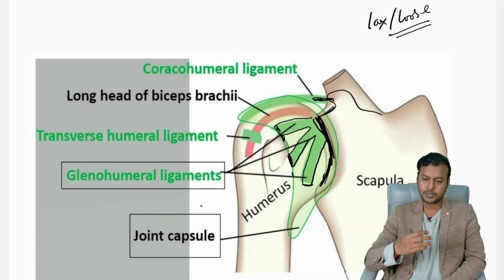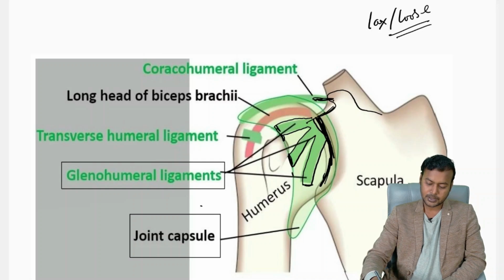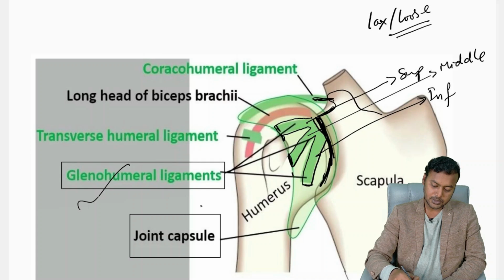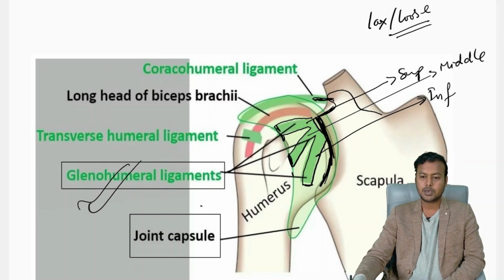So when we open the fibrous capsule, we can find three thickened strands, which are the superior, inferior, and middle glenohumeral ligaments. So you have the three glenohumeral ligaments: the superior glenohumeral, middle glenohumeral, and the inferior glenohumeral.